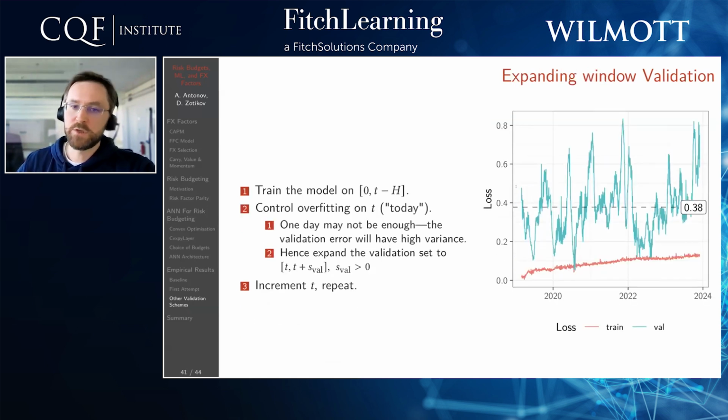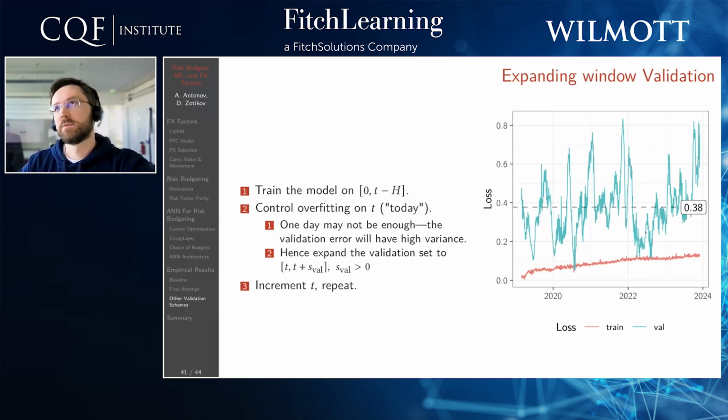Now, our last attempt was to use the expanding window validation. So we would fix the training window, starting from the very beginning of the interval. We would train the network on that data, validate on the future data, increment t, expand the window, and repeat the process. And you can see that the train error actually grows just a little bit because we have more and more data, but the validation loss oscillates wildly, with an average of 0.38, which is better than the baseline solution, but only marginally so.